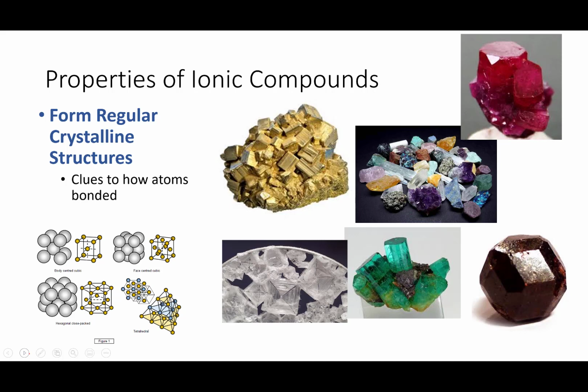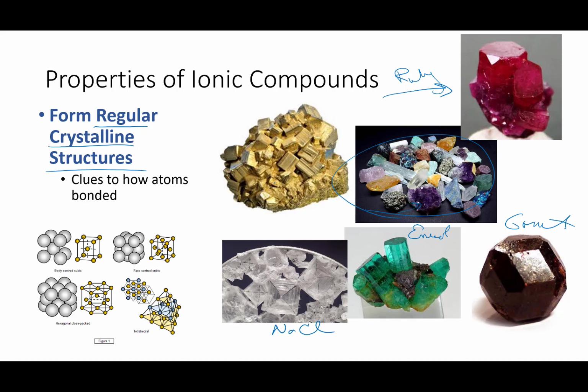These ionic compounds, when we find them allowed to build on their own very slowly in caves and inside the earth, form beautiful regular crystalline structures. And they make beautiful things. This is a picture of a piece of ruby. This is an emerald. This is a garnet. This is plain old ordinary sodium chloride, fool's gold here, a collection of everything from fluorite to amethyst.